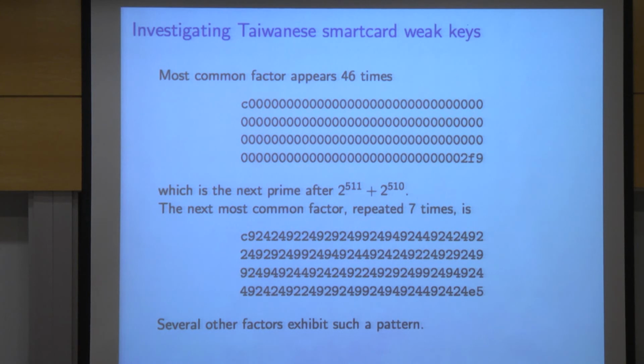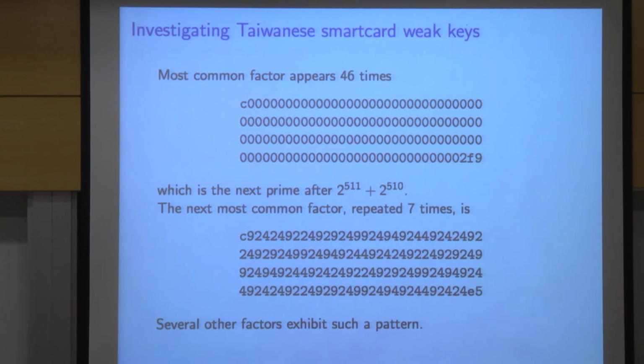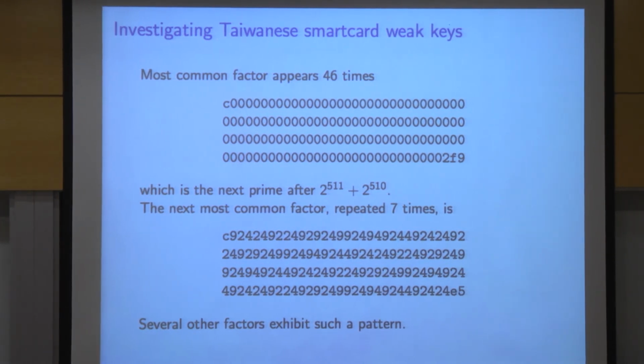The next most common factor in the list was repeated 7 times. And here's the hex value. And it has this sort of interesting repeating structure, but it's not quite periodic. And then there's a little bit at the end. And again, the 2 top bits are set. And basically, many of the other commonly shared factors in this data set had these kinds of patterns.